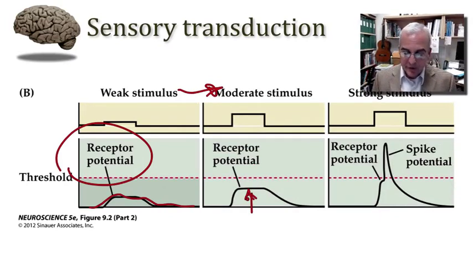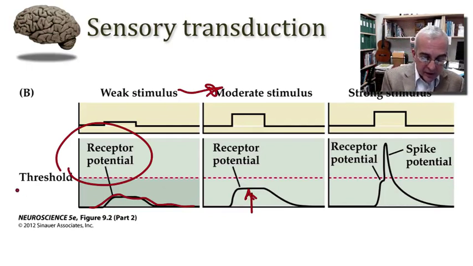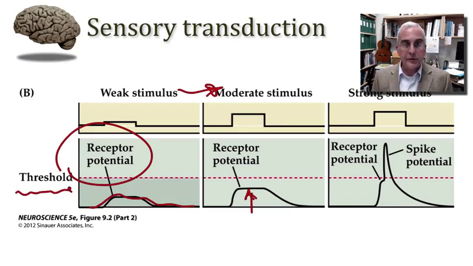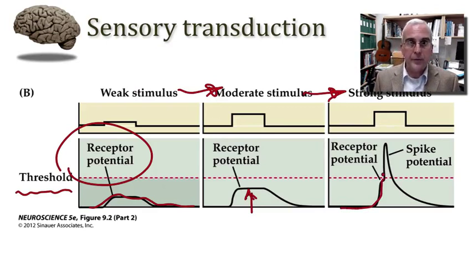But notice that we don't yet generate an electrical signal that can propagate as long as this potential stays below threshold for generating an action potential. But with a stronger stimulus, it very well may be that this receptor potential is now of sufficient magnitude to achieve the threshold for generating an action potential. So once that threshold is achieved, an action potential fires.